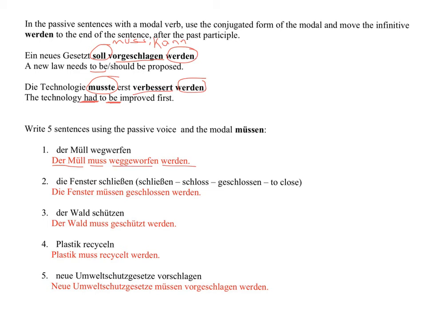Die Fenster schließen, to close the windows. Well, windows is plural, so müssen will just stay müssen. Schließen, I gave you the example, the Präteritum is Schloss. The perfect is geschlossen, so we're going to use the perfect. So die Fenster müssen geschlossen werden. The windows must be closed.